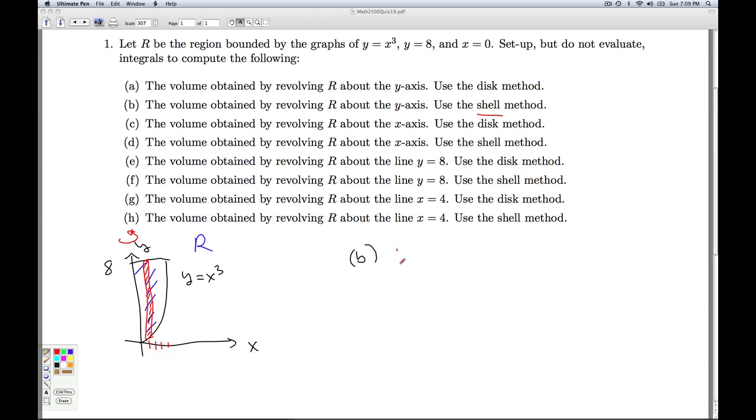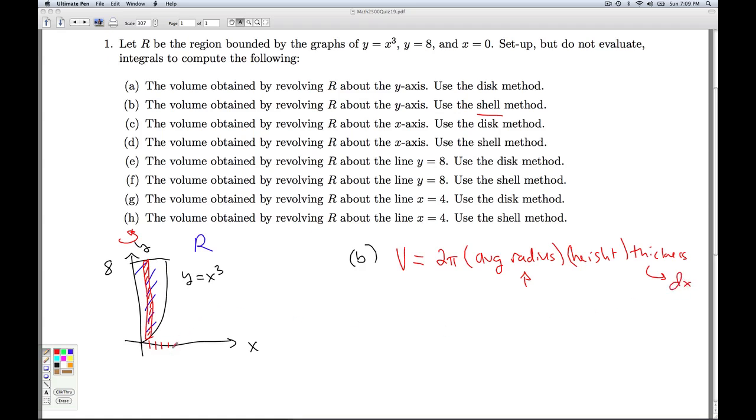And remember, the volume of a shell is 2 pi times the average radius times height times thickness. And here average radius means the distance from the axis of revolution out to the edge of the shell. So in this case, I'm chopping up the x-axis, so the thickness is going to be the delta x, which will eventually become the dx.